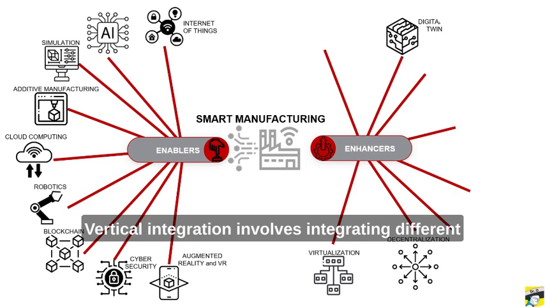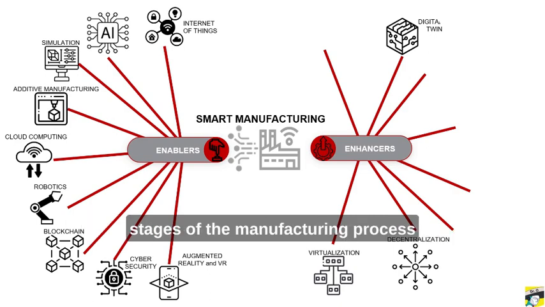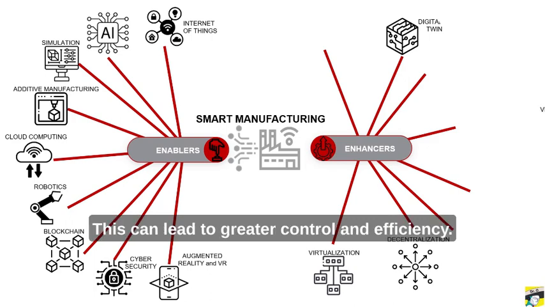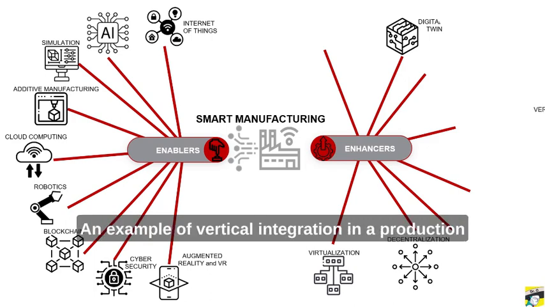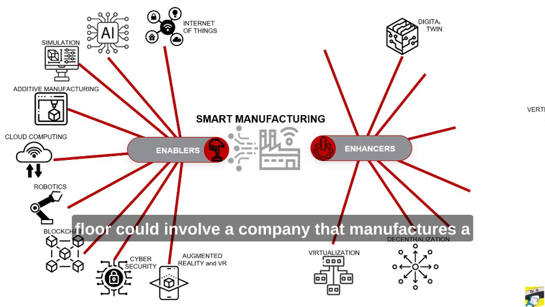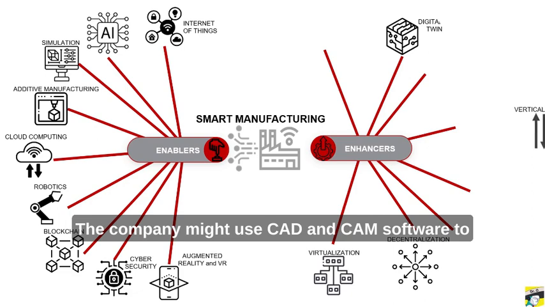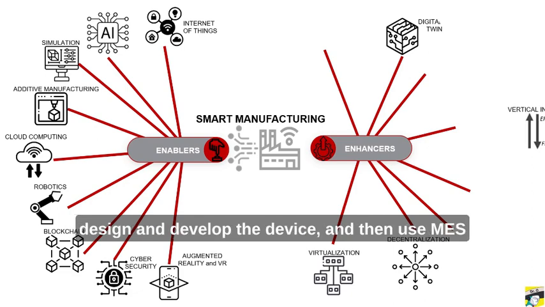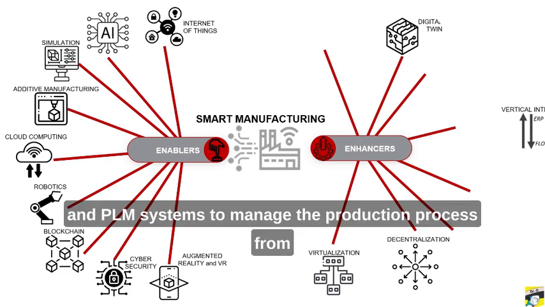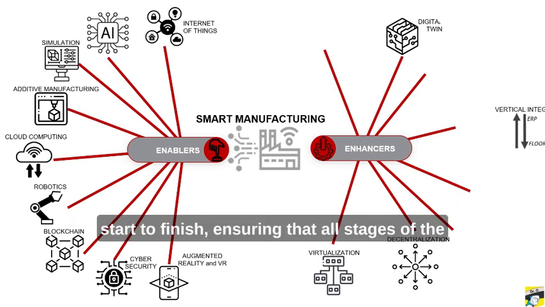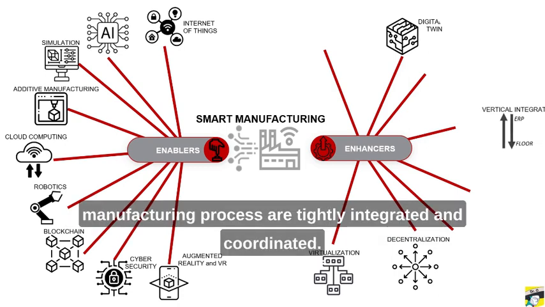Vertical integration involves integrating different stages of the manufacturing process from design to distribution. This can lead to greater control and efficiency. An example of vertical integration in a production floor could involve a company that manufactures a complex product, such as a pacemaker. The company might use CAD and CAM software to design and develop the device, and then use MES and PLM systems to manage the production process from start to finish, ensuring that all stages of the manufacturing process are tightly integrated and coordinated.